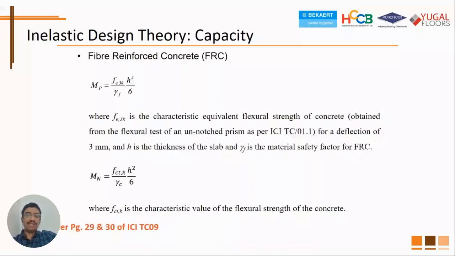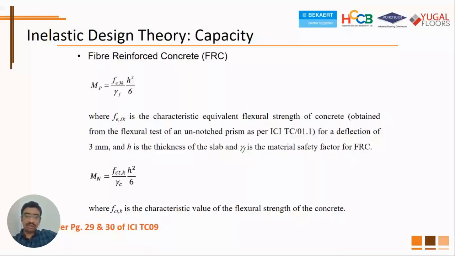Now, coming on to fiber reinforced concrete, what you see is that the positive bending moment is defined by a parameter there, Fe3K, which is nothing but the equivalent flexural strength of fiber reinforced concrete. It's a material parameter that comes from testing of fiber reinforced concrete. And the negative moment on top is based on the flexural strength of concrete, which is the ultimate limit state for the first crack appearing on top. Now, these equations are also given on pages 29 and 30 of the guideline.